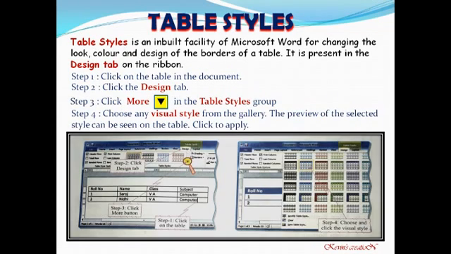Choose any visual styles. All these are visual styles in the gallery. So blue and its shades, and green and purple. Whichever you want, you can click that, and you will see the changes here in the table. Your table will also look like this. So this is how you can use table style.